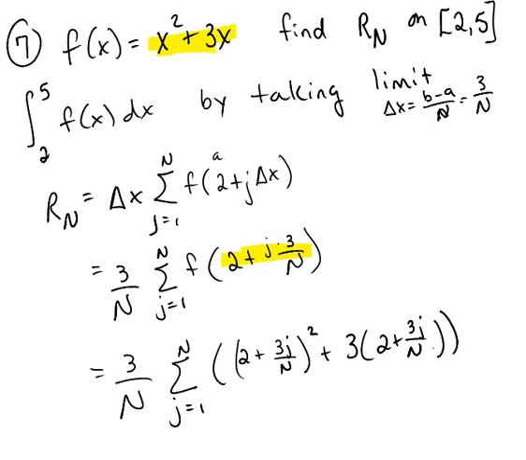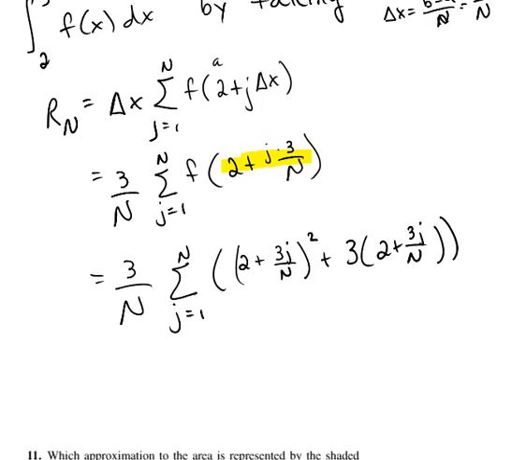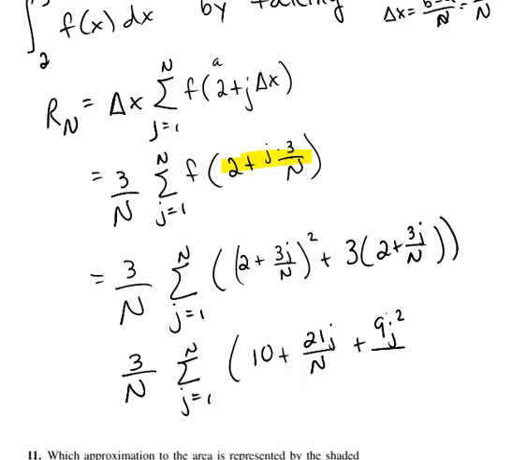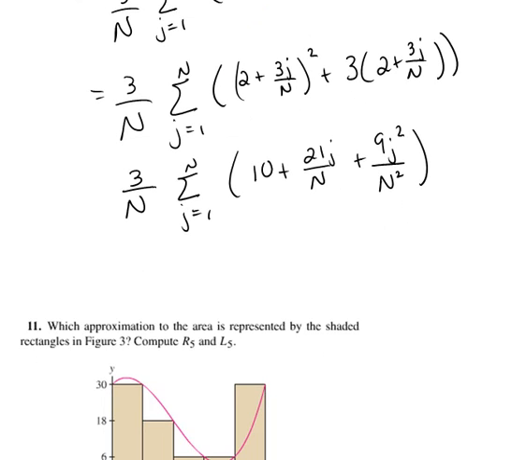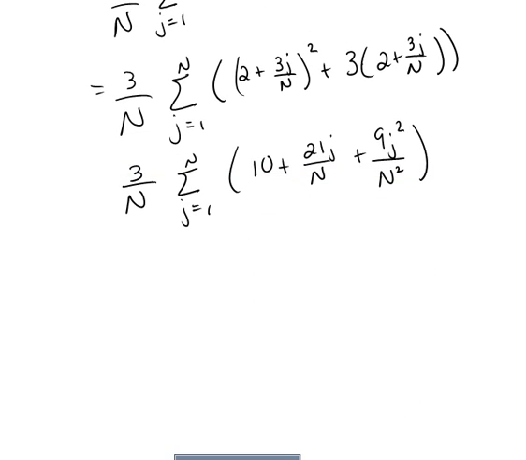Okay, now you're just going to have to do some work on this. But if you FOIL this out and do a bunch of computation here, you should get 3 over n, sum, j goes from 1 to n. If you FOIL this out, you will get 10 plus 21j over n plus 9j squared over n squared. All right? It would be messy, but you'd have to go through and just multiply all these out and use the distributive property and collect like terms and such.